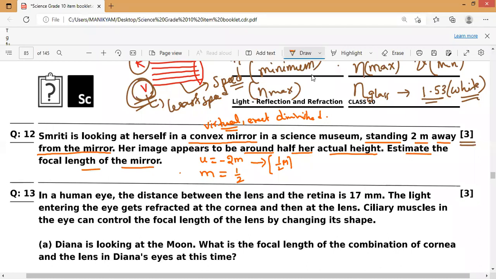Now let us find the focal length. We have to use the mirror formula, sorry, mirror formula, not lens formula. So what is the mirror formula? 1 by f is equal to 1 by v plus 1 by u. Now we know the magnification and we know the object distance, so we can find the image distance.